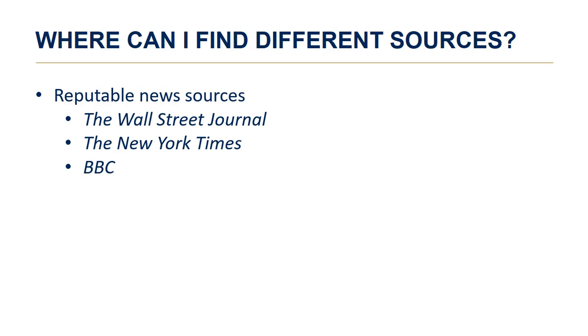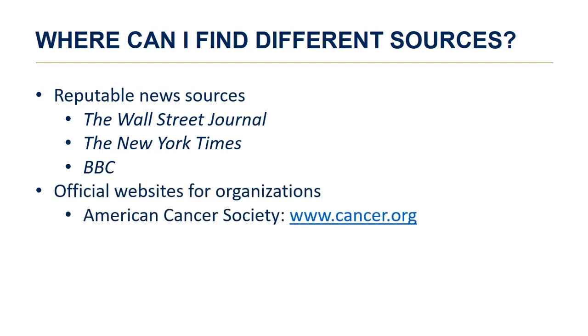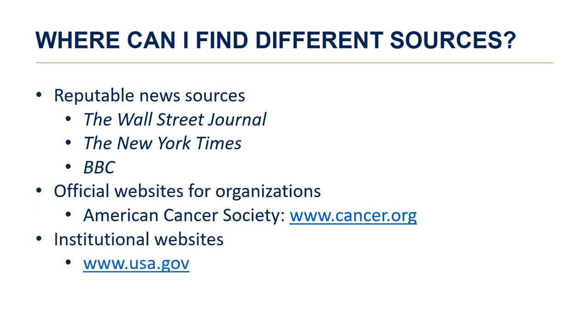If you choose to look to the Internet for source material, make sure that you stick to reputable websites. These include official websites for organizations that end in .org. If you are looking for information on cancer, for example, the American Cancer Society is a better source to turn to than a personal blog. And institutional websites that end in .edu and .gov are usually considered more reputable than commercial sites. Sites that end in .com are sometimes more interested in turning a profit than in sharing high-quality information.